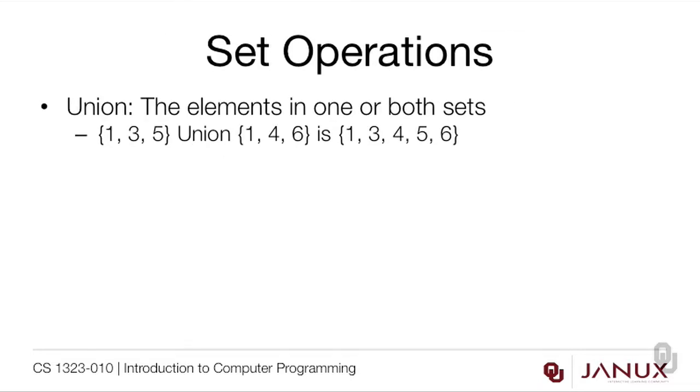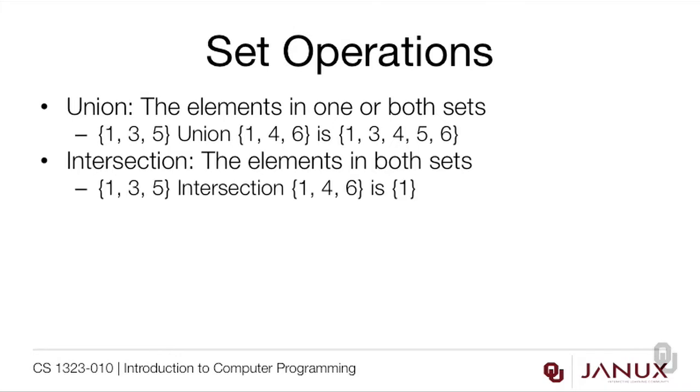The first set operation is union. This is all the elements that are in one or both sets. So if we take the union of the set containing 1, 3, and 5, and 1, 4, and 6, we get a set containing 1, 3, 4, 5, 6. Notice that I didn't repeat the number 1, even though it's in both sets. I could have repeated it and it wouldn't have made any difference, but it's a little more clean to not repeat it.